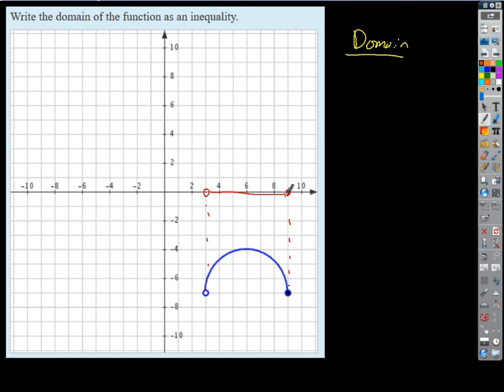Right? So the domain looks like x is, you tell me, greater than 3 and less than or equal to 9. Okay? Written in interval notation. What kind of parentheses here? Like a rounded bracket. Rounded bracket.